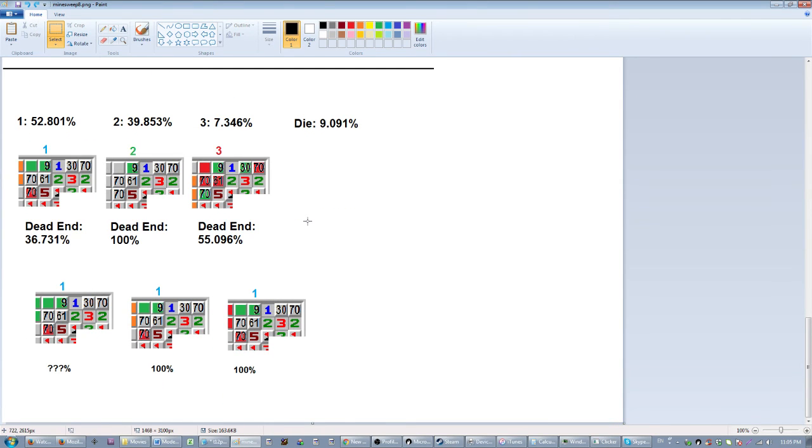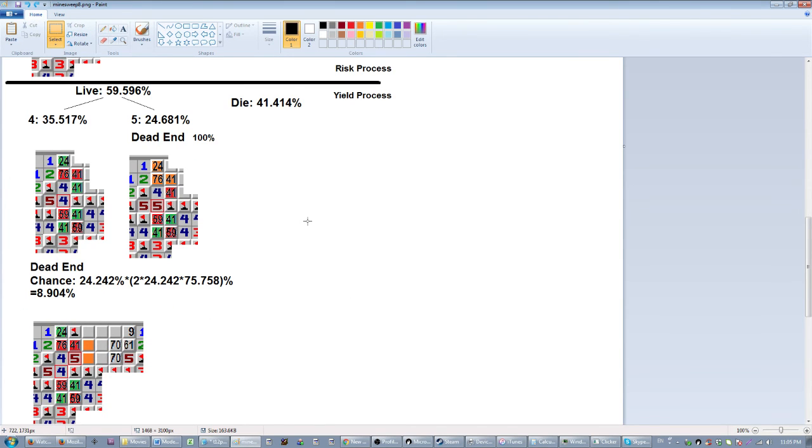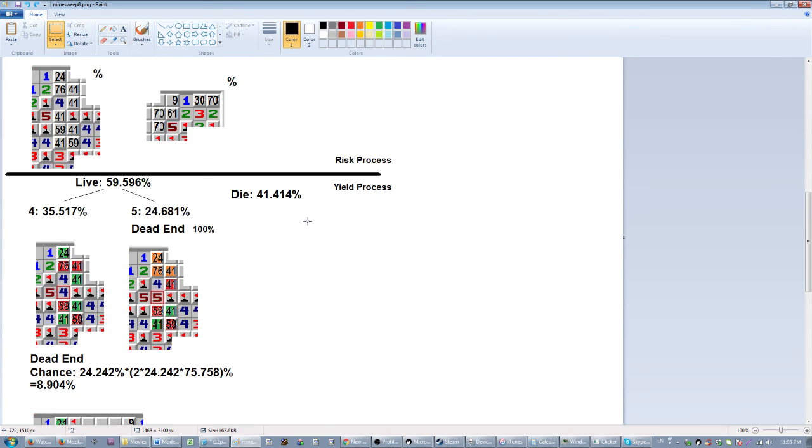So that's it. That's everything I wanted to say about the whole risk and yield process of finding the best spot to guess. You compare the yield with the risk. That is all you do. And whatever block has the highest yield and the lowest risk gets clicked. That's really all it is.